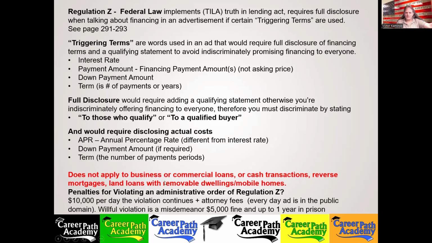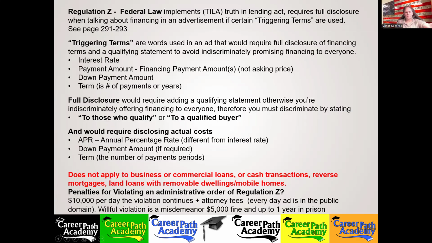And if you do not follow these disclosure requirements as Regulation Z requires, the penalty for violating the administrative order of Regulation Z is $10,000 per day that the advertisement is out there in the public's eye, the public domain, and violating the law. And willful violation is a misdemeanor crime, punishable by a $5,000 fine and 1 year in prison.